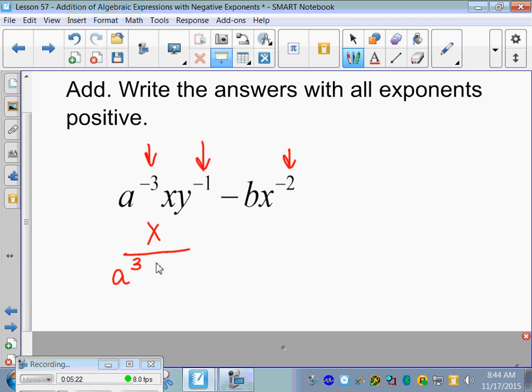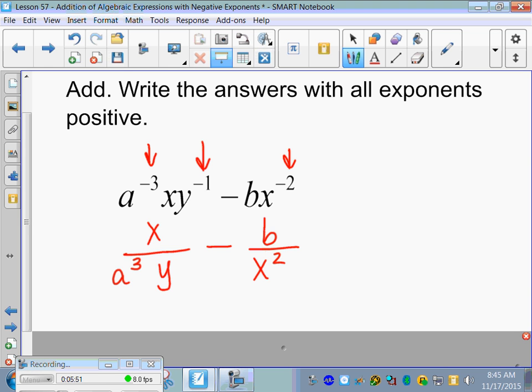Y to the negative 1 is going to become just a y on the bottom. You could write y to the first if you want, but that's the same thing as y. And I have minus, we can't forget about the negative, bx to the negative 2. The b is going to stay in the numerator. X to the negative 2, I'm going to move down to the denominator, and that 2 is going to become positive. So when I flip sides of the fraction bar, we're flipping the sign of that exponent. So that exponent becomes positive.